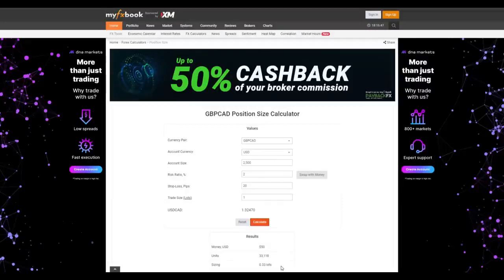This is the easiest way to calculate the position size. This tool is only for trading Forex pairs and metals, so comment below and tell us if you know any tool for other financial markets.